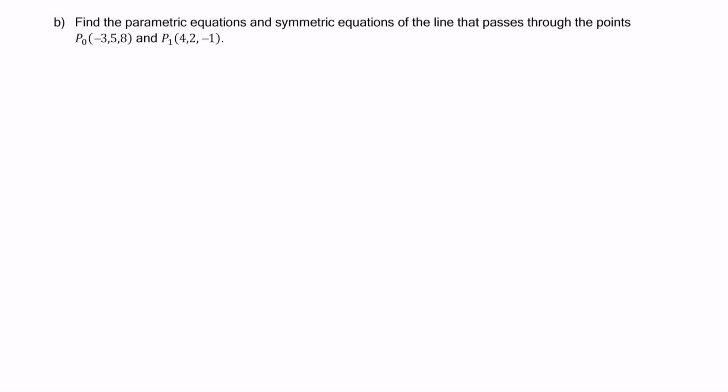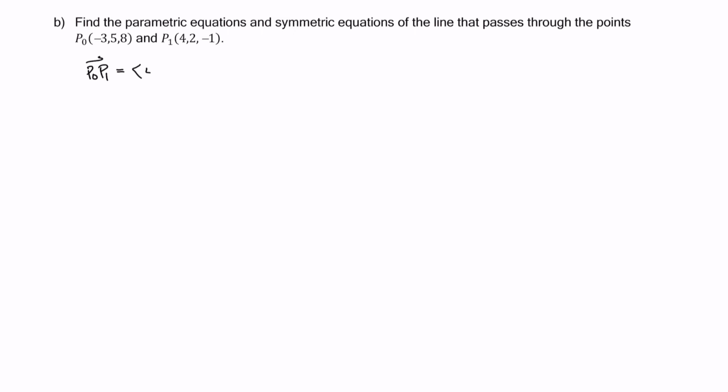Welcome. In this video, I'm going to demonstrate how to find the parametric and symmetric equations for the line that passes through these 2 points. The first thing we need to do is find a vector going through those 2 points. So the vector is going to have initial point of P naught and terminal point of P1.